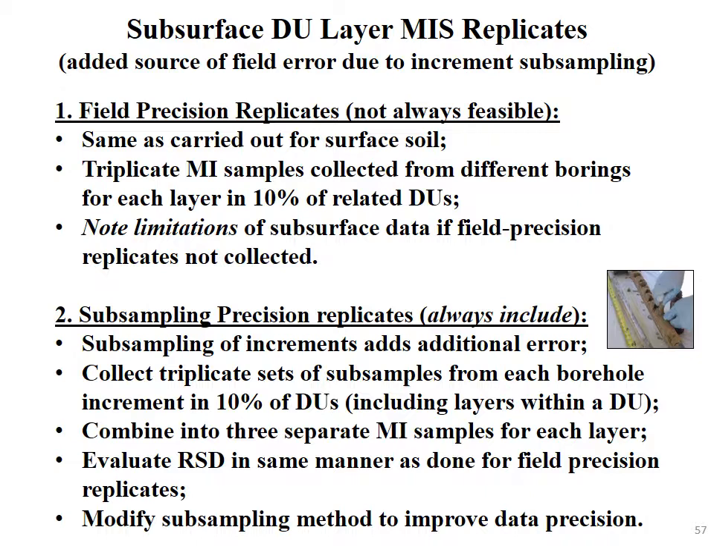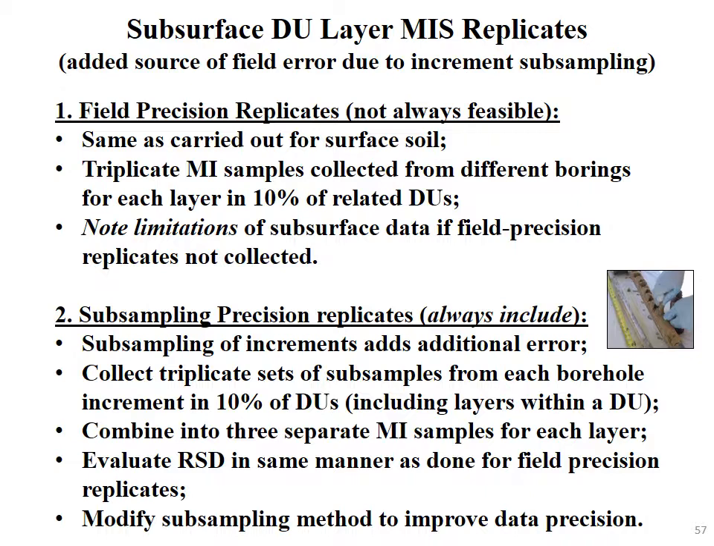You can accommodate for not being able to collect field precision replicates by simply making your DU layers thinner so that any single sample represents a smaller mass of soil. So you can vertically divide the soil up into thinner layers. It doesn't matter. You're collecting, say, the samples from 30 increments, 30 cores. Just use thinner layers, collect a larger mass of soil from each layer, and then have the laboratory test a larger mass. That'll help improve the precision of your data.